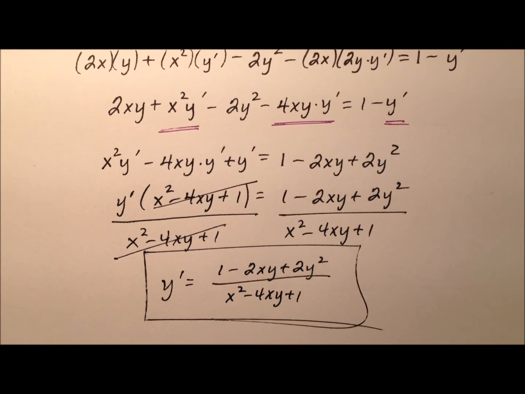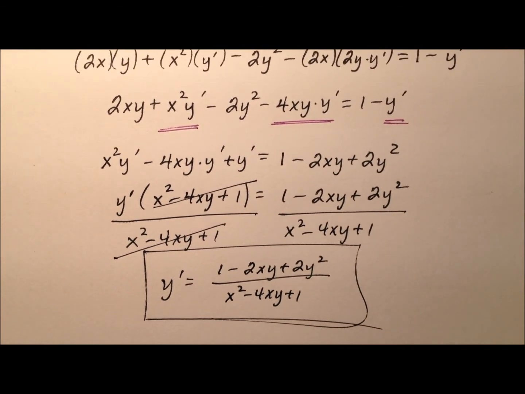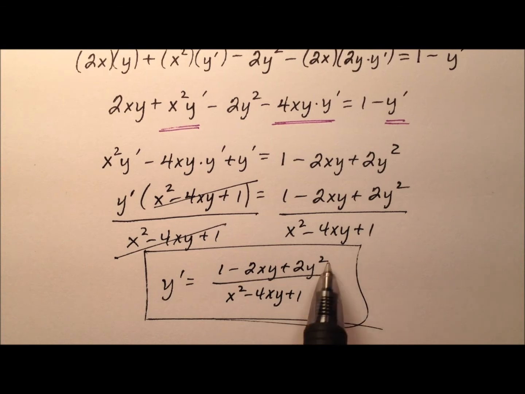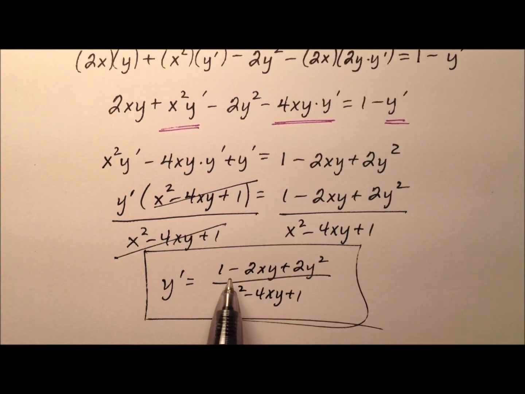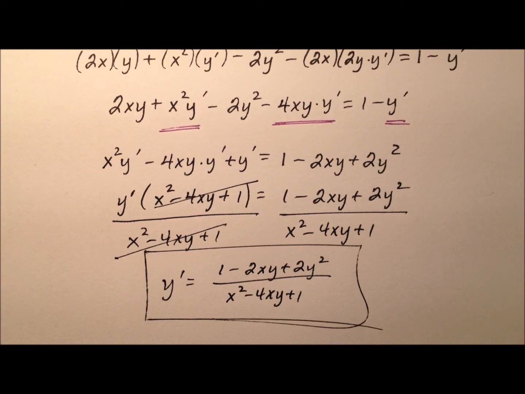So here is going to be your first derivative. Y prime has been isolated, so dy dx equals this expression. It's written in terms of x and y, and we did so using implicit differentiation with our 4-step guidelines.